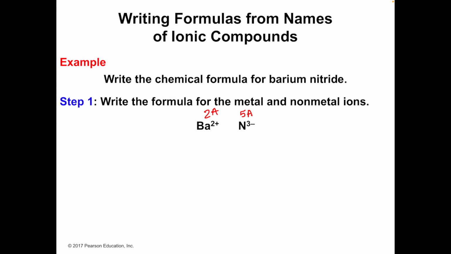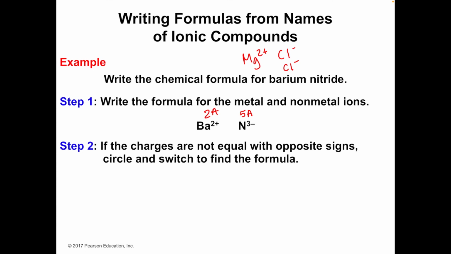Now, figuring out the ratio is not as straightforward as when we had magnesium chloride, right? When magnesium had a 2+ and chlorine was a 1-. So it was easy to see that we would need to have 2 chlorines to balance out that 2+ charge from the magnesium. Here it's not as straightforward, right? Because we have a 2+ and a 3-. So we're going to do this thing that I like to call circle and switch.